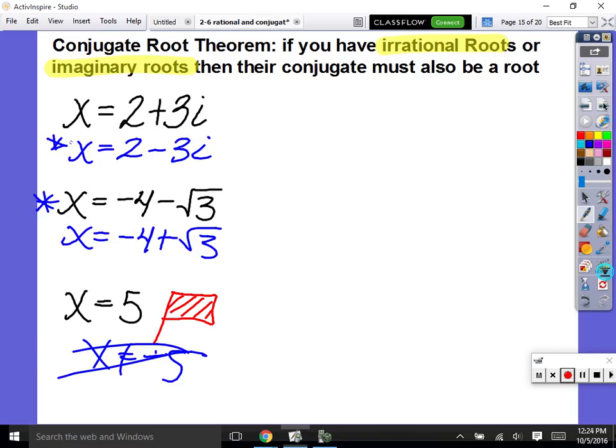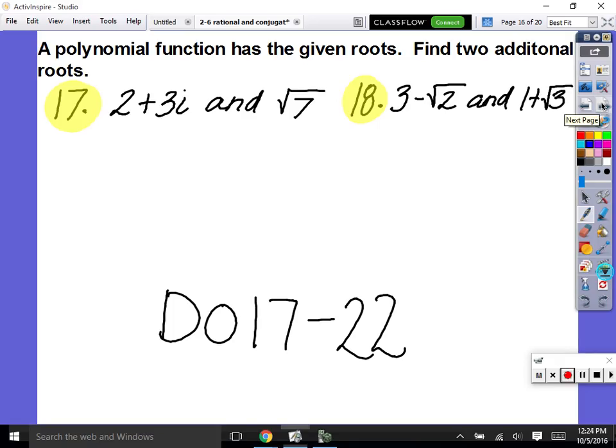Okay, awesome. So let's do number 17. Everybody, this is a little bit harder. You're going to need some paper. It's only harder because there's a lot of room for error. So everybody pay attention. It says, a polynomial function has these given roots. Find 2 additional roots. So these ones are easy. What's the other root? 2 minus 3i, correct? And negative square root of 7.